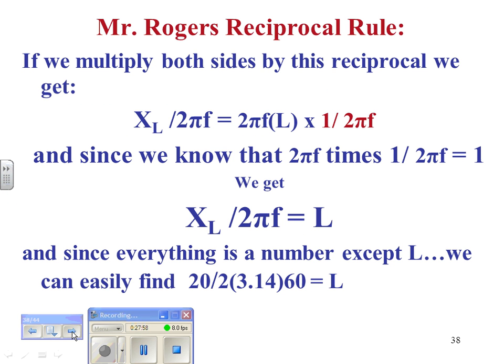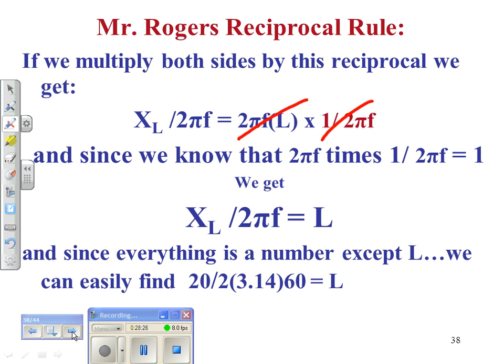So let's take that, and we have the old rule of X sub L was equal to 2 pi f L. So we're going to divide X sub L by 2 pi f L. And over here on the right, we have 2 pi f times L times 1 over 2 pi f. So the 2 pi f is going to drop out. So this and this are going to drop out. Is that correct? Okay, and all we'll be left with is our L on the right side.